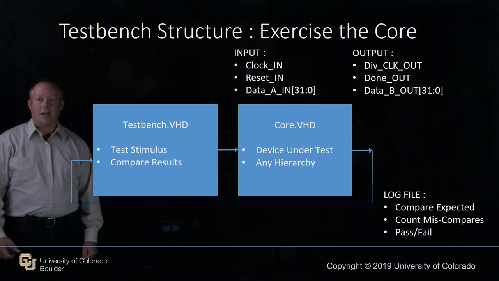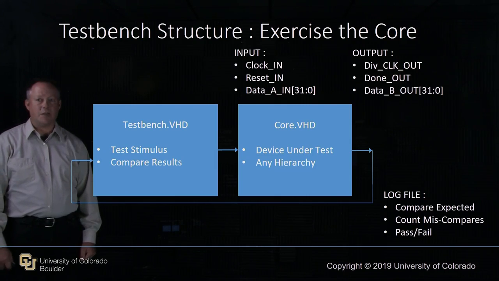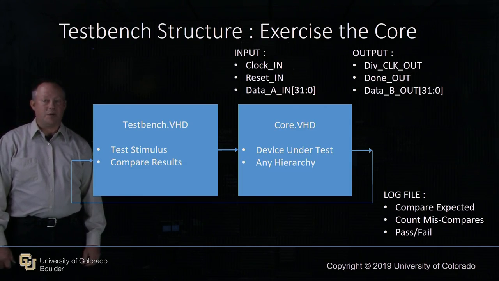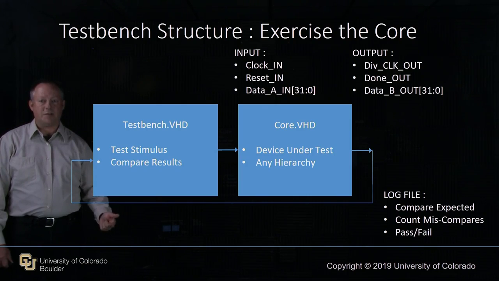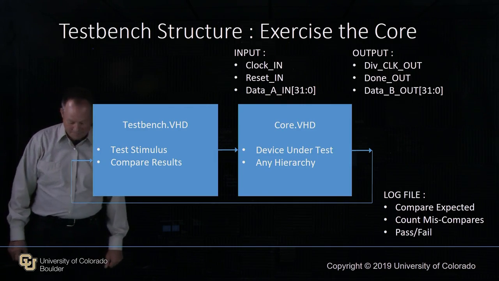In your core, you might have inputs such as clock in, reset in, data in, 31 down to 0, and outputs, divided clock out, a done output signal, a data B output, 31 down to 0, and a log file. So in your test bench, you could create an output which compares expected values, counts miscompares, and gives you a final pass or fail of your core.